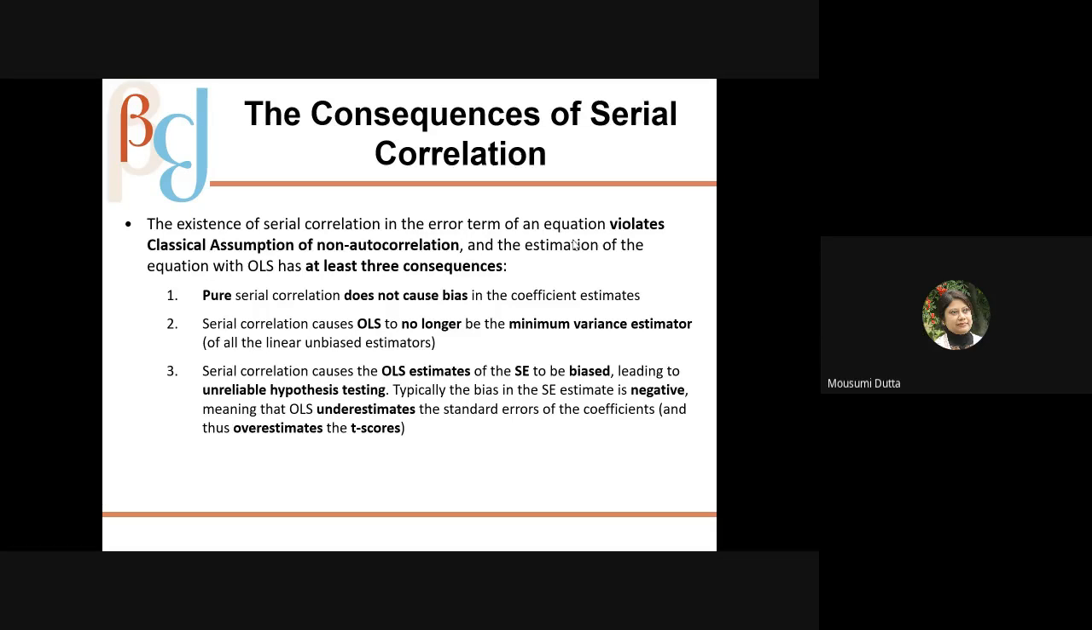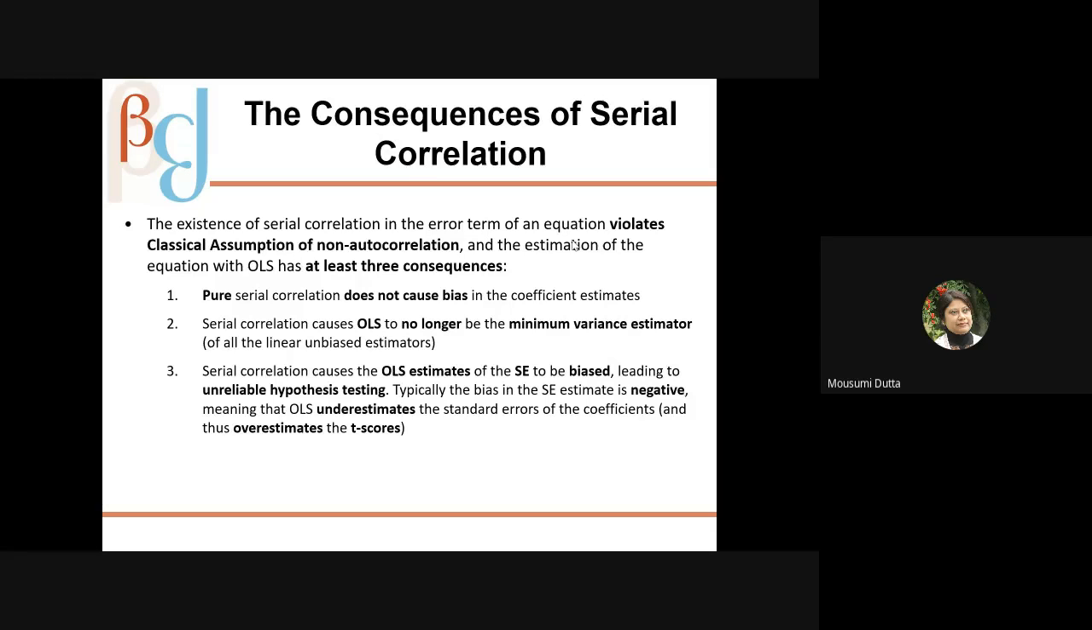However, serial correlation causes OLS to no longer be the minimum variance estimator. It will no longer be a minimum variance estimator. So there will again be a problem regarding the variance calculation of beta hat OLS. As we calculate the variance of beta hat OLS in presence of autocorrelation, we will not get the variance to be sigma square by summation xi minus x bar whole square. It will be something else.